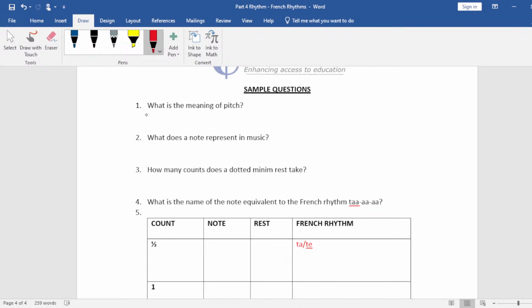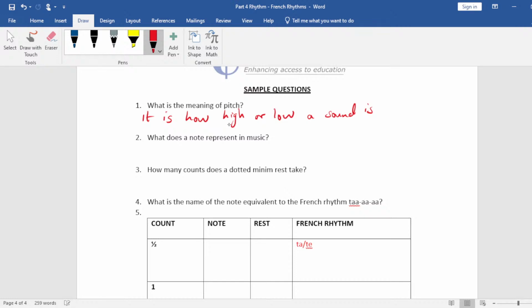It is how high or low a sound is. Make it simple. We consider the highness and the lowness in this case.